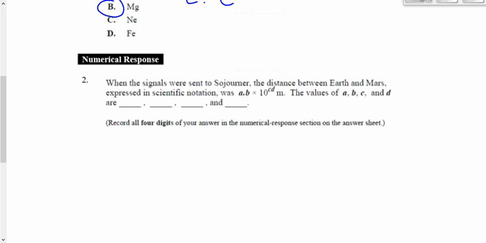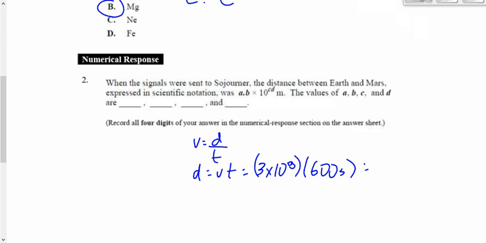Question 2: when the signals were sent to Sojourner, the distance between Earth and Mars expressed in scientific notation was what? This is a question from last unit. It's just in the context of this stuff. We're just going to say v equals d over t. d is equal to v times t. v is 3 times 10 to the 8. And the time it said was 10 minutes, which is 600 seconds. And when we do the math, it's 1.8 times 10 to the 11 meters.